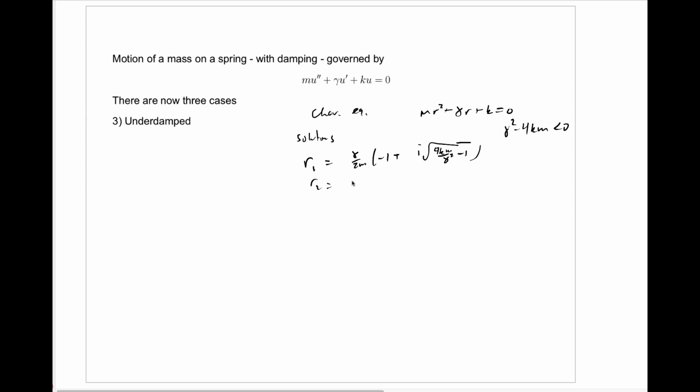Finally, let's look at the underdamped situation. In this situation, again, the characteristic equation was mr squared plus gamma r plus k equals 0. Since the discriminant gamma squared minus 4km is negative, we can write the solutions as r1 equals gamma over 2m times minus 1 plus i times the square root of 4km over gamma squared minus 1, and r2 will be gamma over 2m times minus 1 minus i times the square root of 4km over gamma squared minus 1.